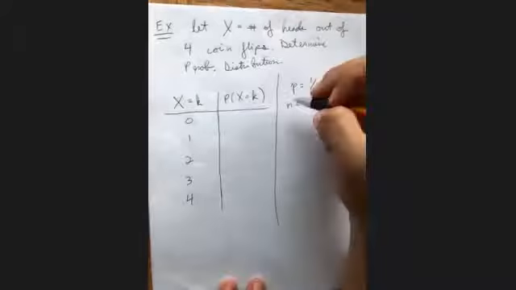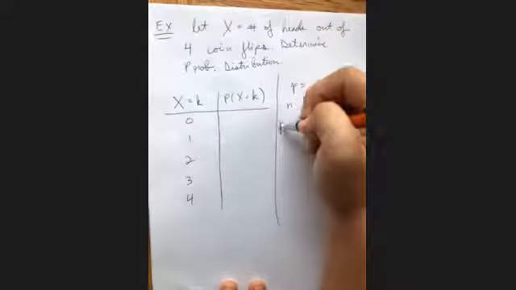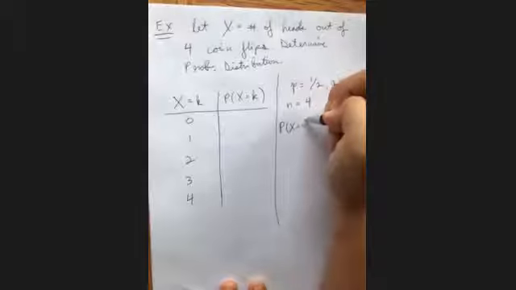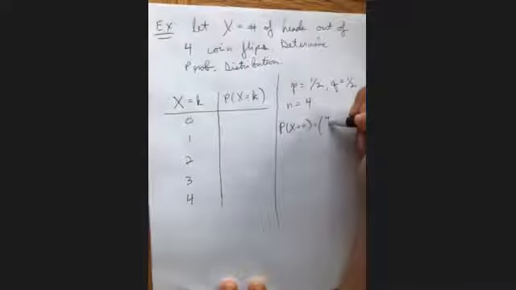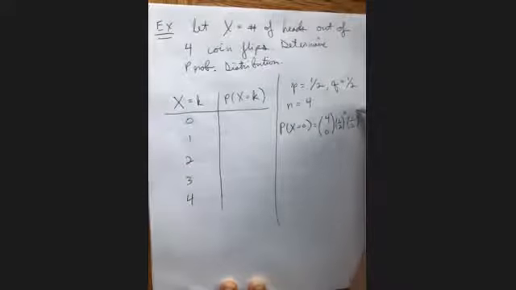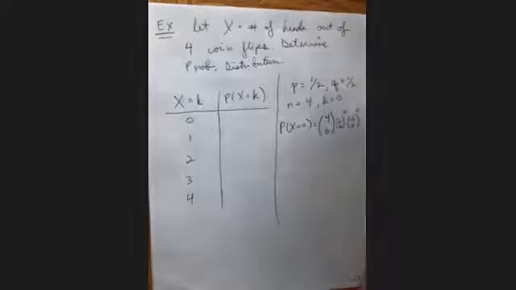Okay, so let's see what happens when we put this all together. If we want to use the formula to calculate the probability of getting a 0, then that's going to be 4 choose 0 times 1/2 to the 0 power times 1/2 to the 4th power. This is following exactly the formula that we have using these parameters.